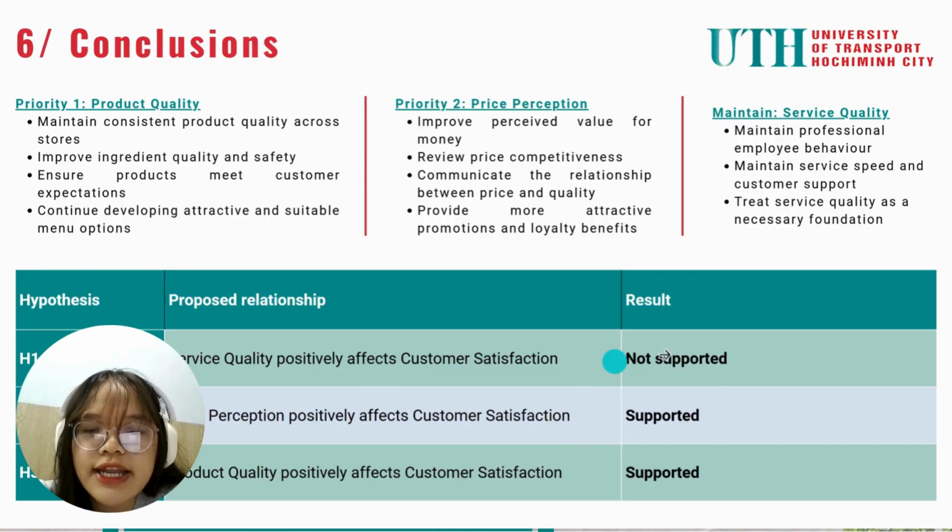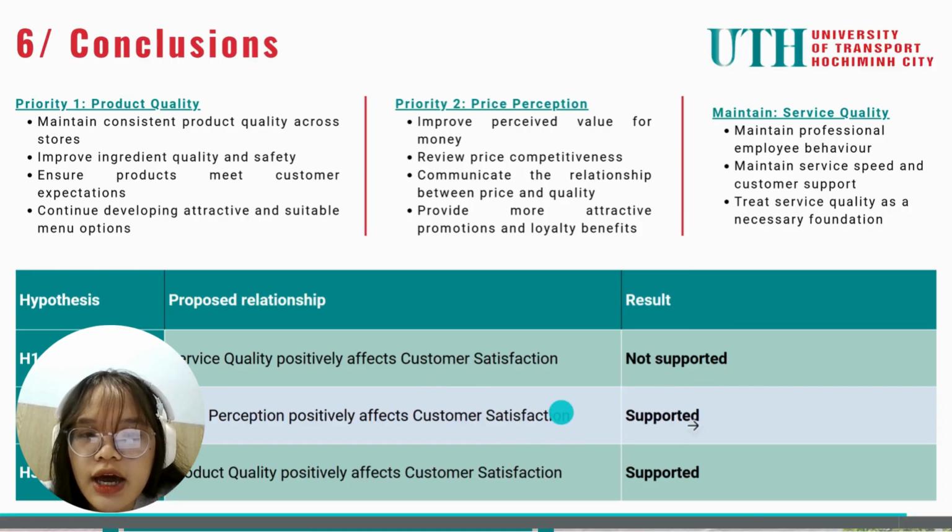Because it has the value of 0.3, about that, which is greater than 0.05, it was not supported. But for hypotheses 2 and 3, they have the value of 0.005 and H3 has 0.001. So based on these findings, I would define the priorities for Phúc Long.